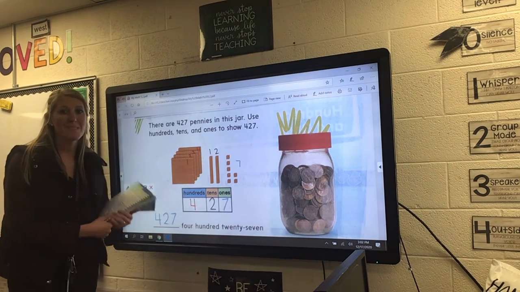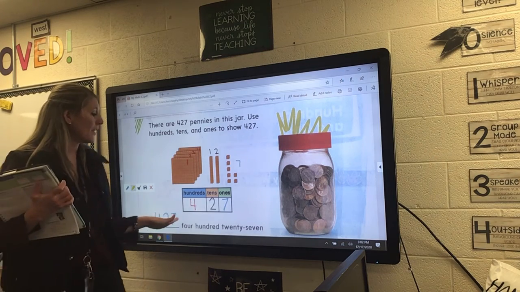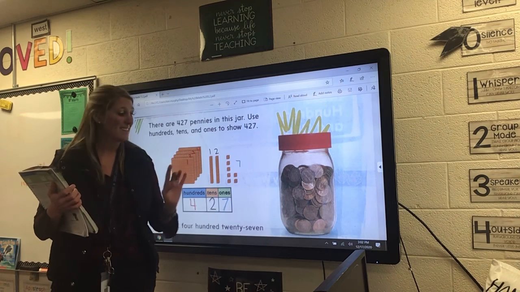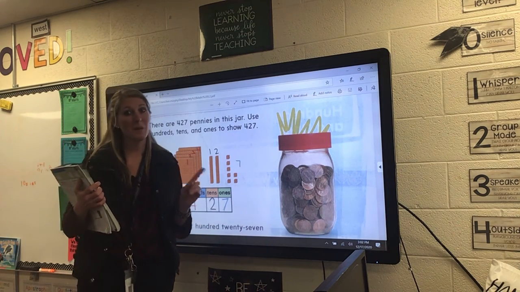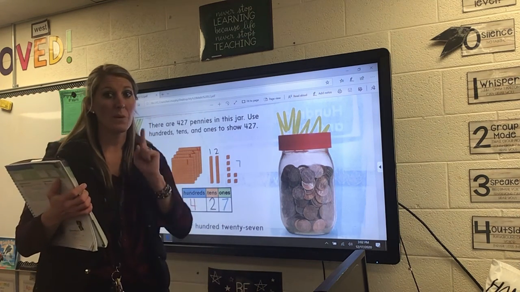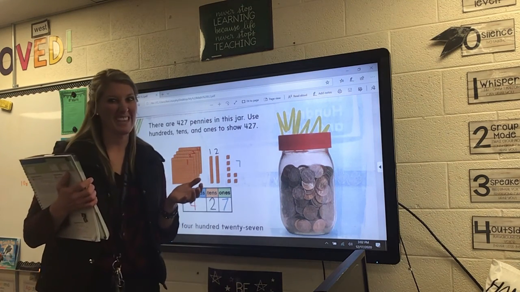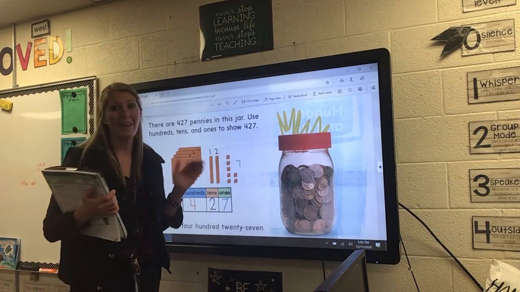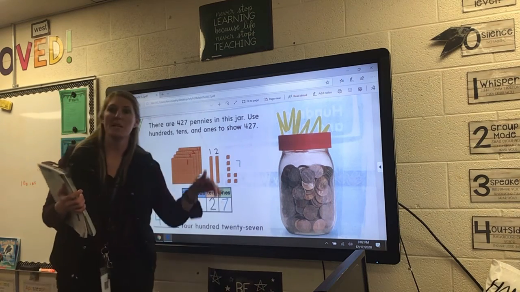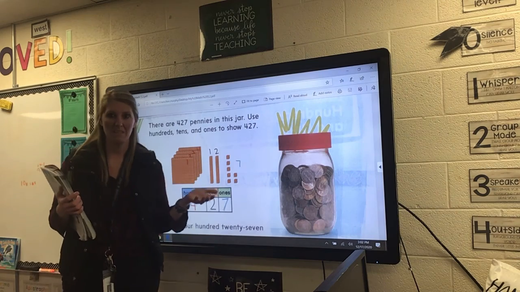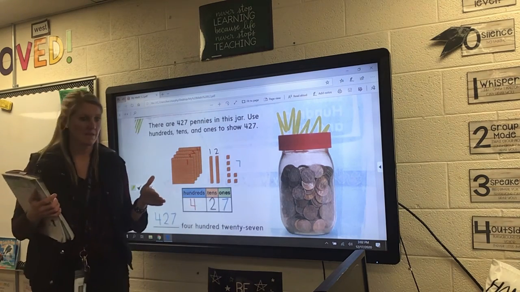Now, sometimes second graders would say 400 and 27. You don't say and unless there's a decimal, and we haven't learned about decimals yet. So don't say the word and until we can see a decimal. We won't have to worry about that in second grade, okay? But don't get in the habit of saying 400 and 27 or 420 and 7. Okay, don't use the word and, okay?